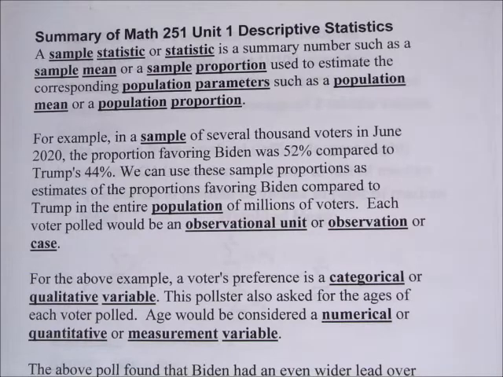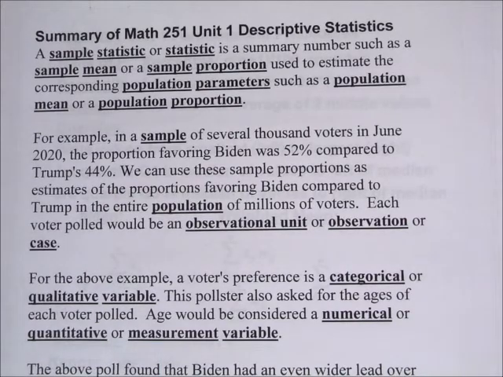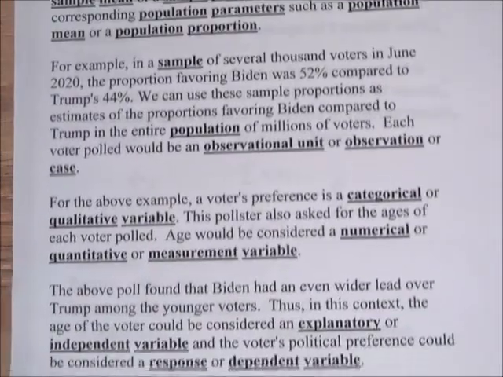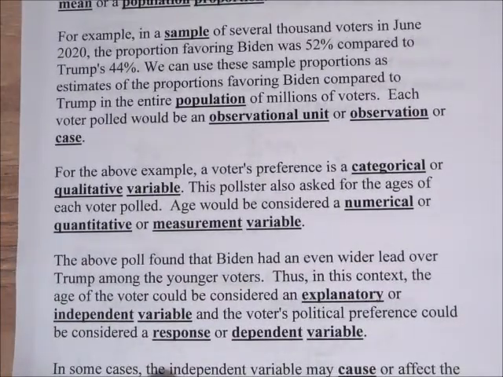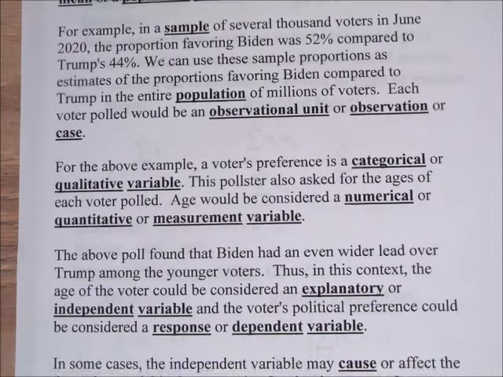So each voter polled would be an observational unit, or an observation, or case. And voter preference is a categorical or qualitative variable. This pollster also asked for the ages of each voter polled. Age would be considered a numerical or quantitative or measurement variable. The above poll found that Biden had an even wider lead over Trump among younger voters. So in this context, the age of the voter could be considered an explanatory or independent variable, and the voter's political preference would be considered a response or dependent variable.